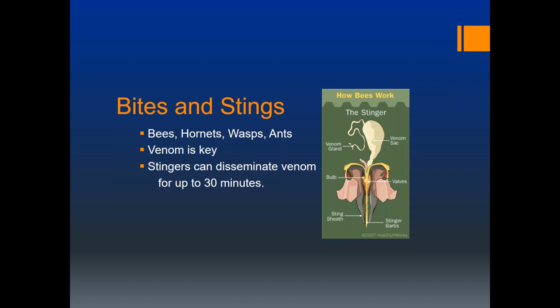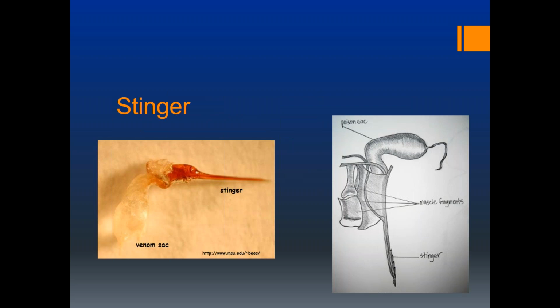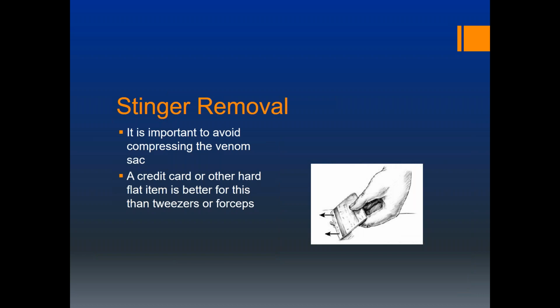That stinger stays inside of you, and that venom sac and the nerves that control it stay in place and will continue to squeeze that venom into your person for up to the next 30 minutes. If we're going to remove a stinger that we find still in somebody, we want to be very careful on how we do that, because if you were to grasp hold of that venom sac with a thing like forceps or tweezers, you will actually inject the rest of that venom into your patient.